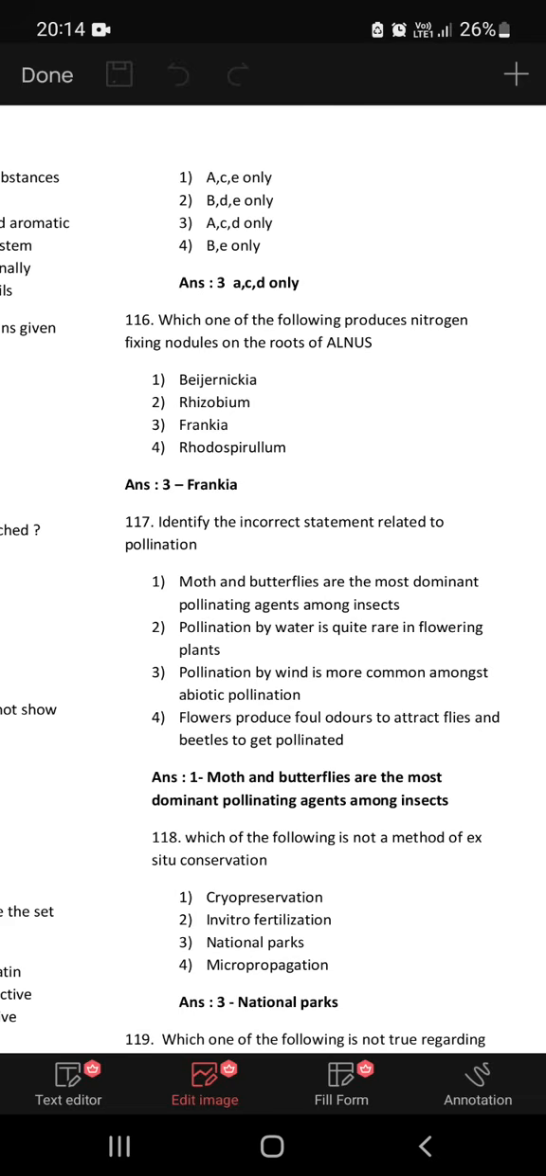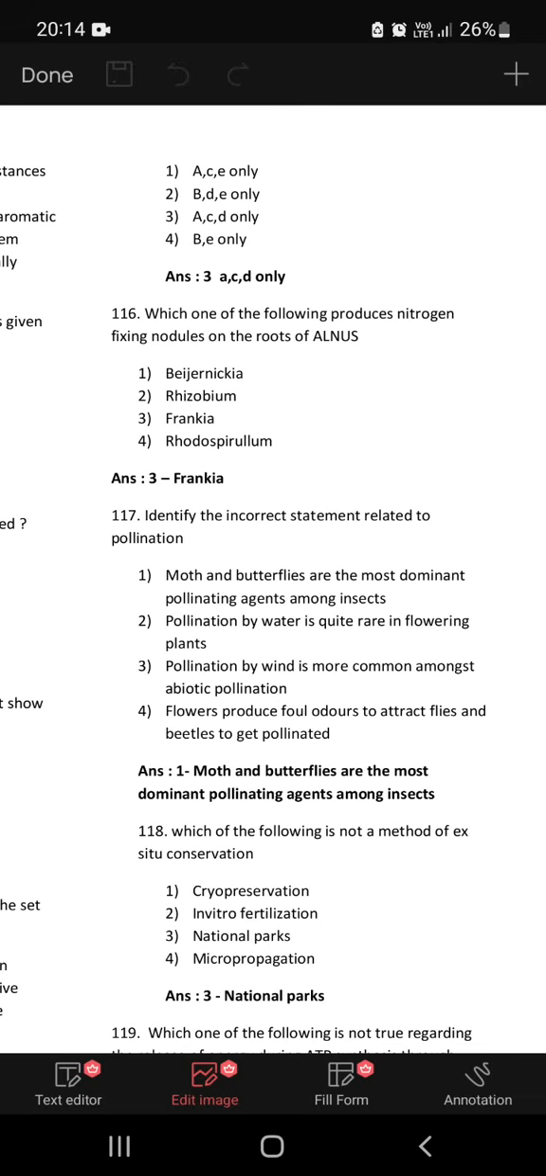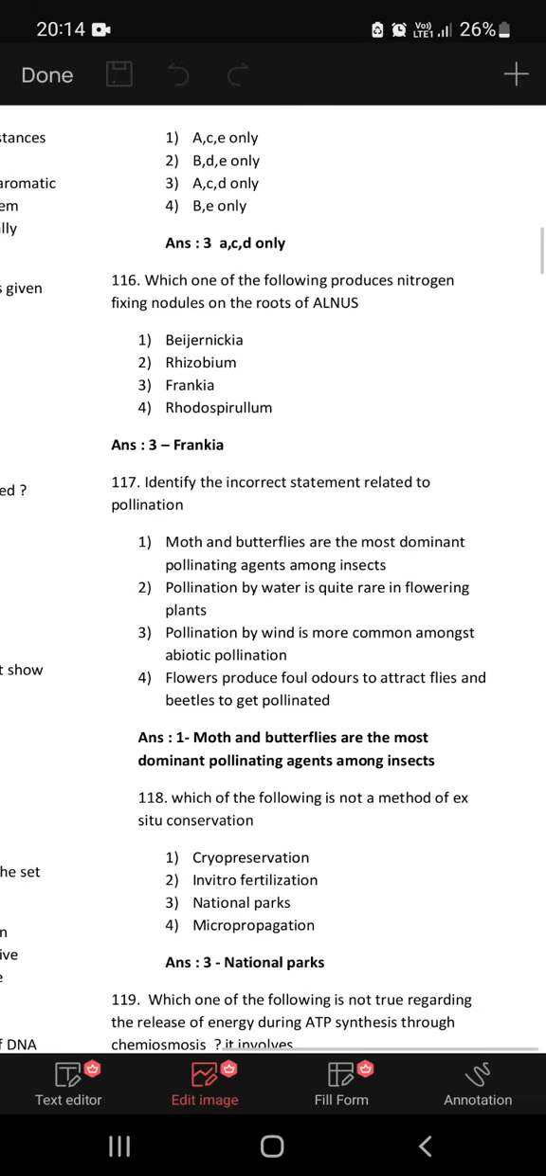Identify the incorrect statement related to pollination. Moth and butterflies are the most dominant pollinating agents among insects. Pollination by water is quite rare in flowering plants. Pollination by wind is more common amongst abiotic pollination. Flowers produce foul odor to attract flies and beetles to get pollinated. So here again we have to find an incorrect statement from the following statements.